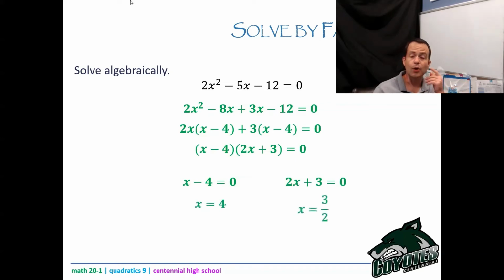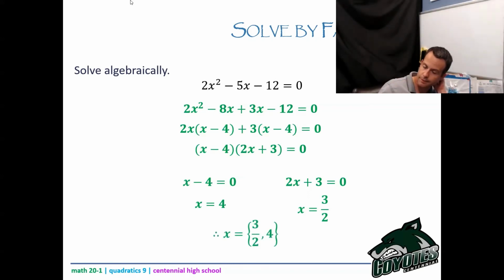Okay. Now, when I'm doing solutions like this and there's more than one solution, we often write it in set notation brackets. Okay. So we would conclude like this. Therefore, x equals the set of these solutions, essentially. So it's negative 3 over 2, comma, and 4. Okay.